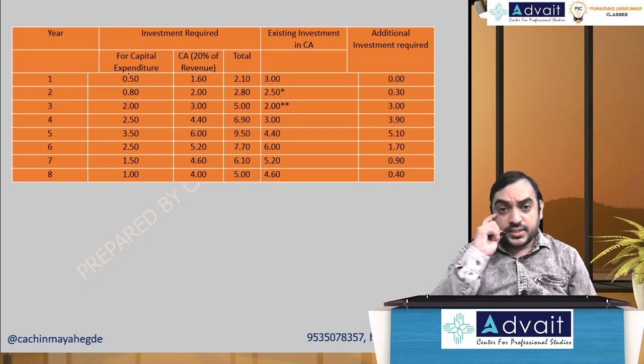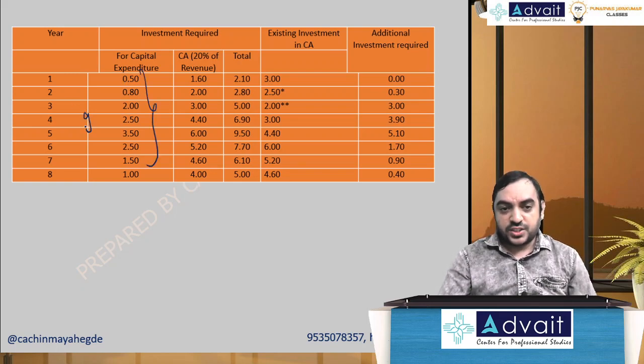Okay, so what is that capital expenditure? This table given, first column. Second, capital asset, current assets, working capital. This is working capital or current assets to be maintained.